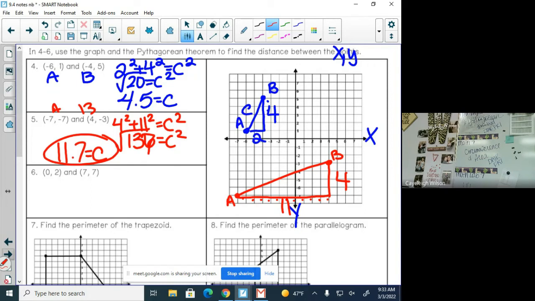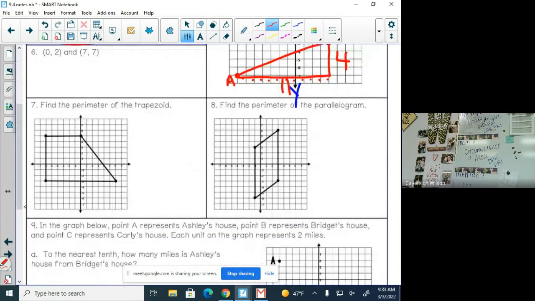Alright, Frankie. Because 11 is the bigger side and C should be the bigger. Yes. Good job. So if your C length is smaller than one of your side lengths, then you did something wrong. So when you're doing Pythagorean theorem, that C should always be the longest. All right, we're gonna skip number 6 and just move on.